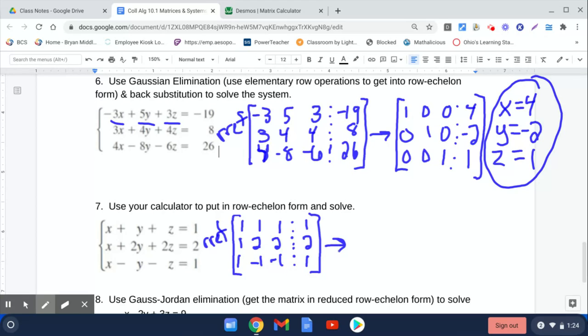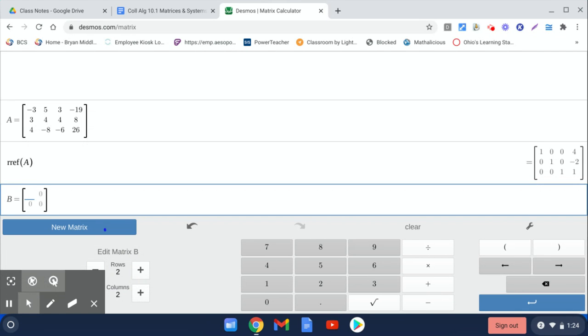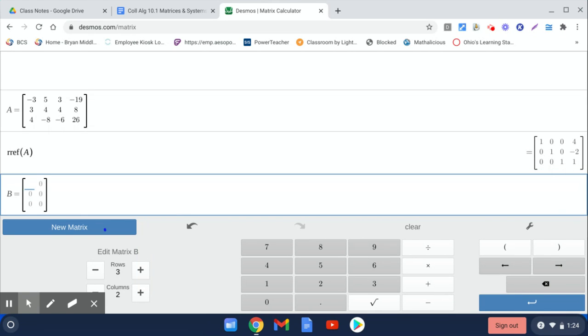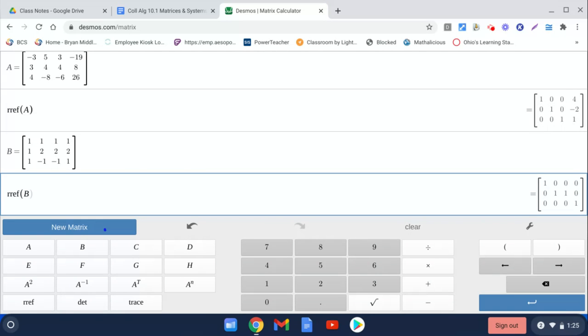All right, so we're going to go over to Desmos. Let's get a new matrix. Okay, they're just going to call this one matrix B, which is fine. We had 3 rows and 4 columns again. So 1, 1, 1, 1, and then 1, 2, 2, 2, 1, -1, -1, and 1. Okay, so we've entered that in as matrix B, and now we want Desmos to do reduced row echelon form of matrix B, and there it is.